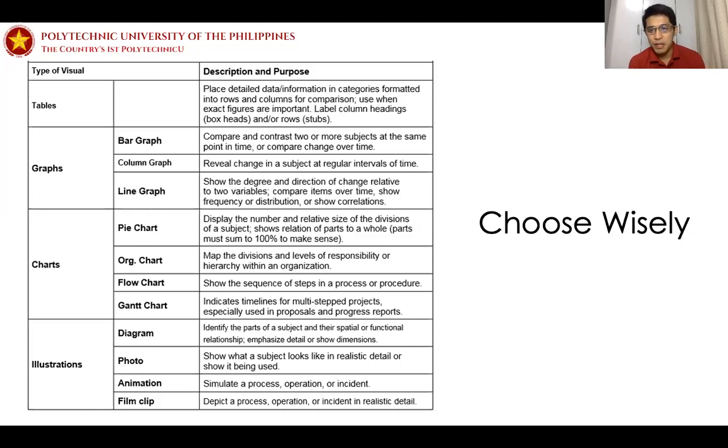That can still be possible by simply showing, let us say, the link where they could access the film clip, or if you can have a series of events showing actions or process acted by real individuals, then that can be considered as a film clip. Okay. Now again, this is my last slide.